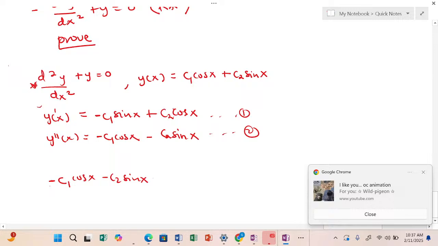So we come and add that. So plus c1 cos x plus c2 sin x. And here we could see that the left hand side is 0. I mean this one cancels this. This one also cancels this. So we have 0 being our final answer.